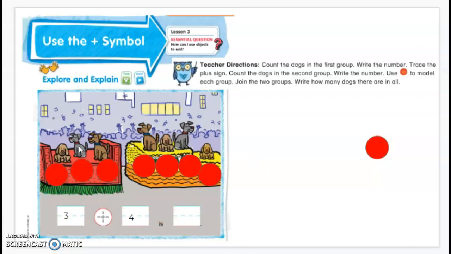So 1, 2, 3, 4, 5, 6, 7. Now we can read everything that we have here. 3 plus 4 is 7. So this symbol is a plus sign, but when we read it in a problem, we say plus only.